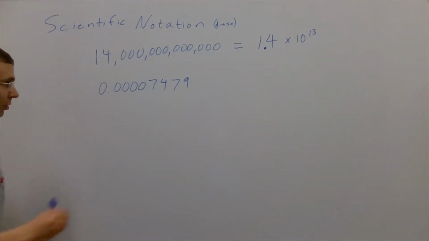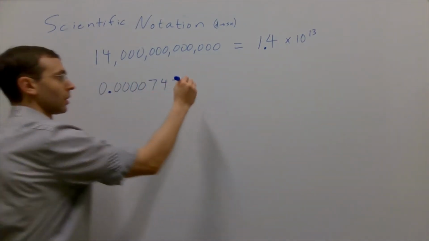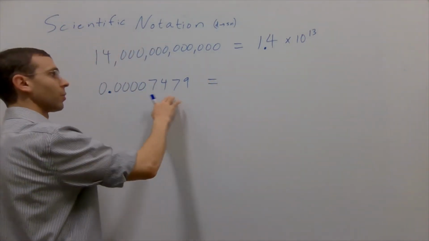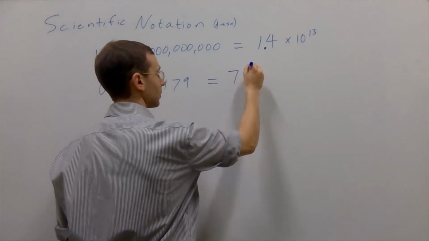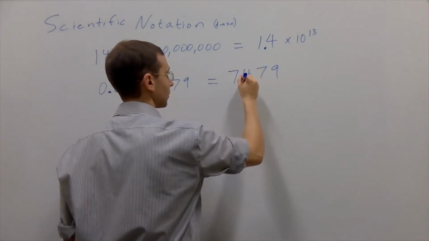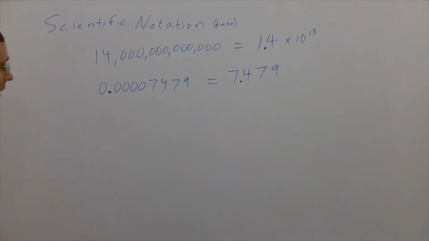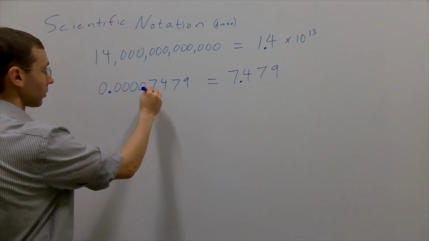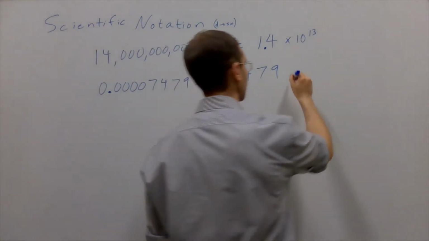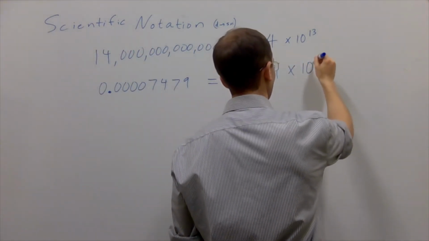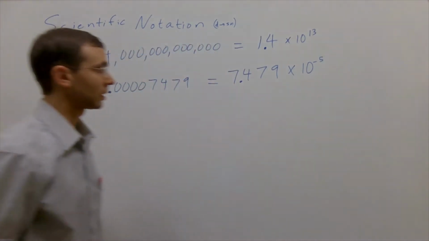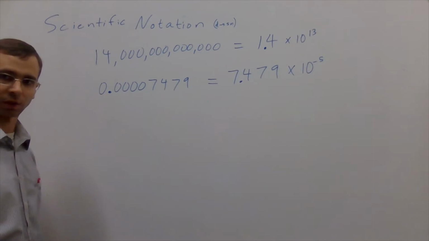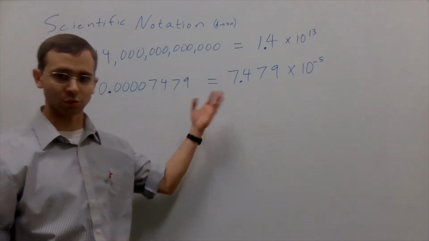Say I've got this very small number here. Once again, I will take my significant figures, the 7, 4, 7, 9. It's a decimal point. And to get it there, I had to move 1, 2, 3, 4, 5 spaces. And the negative represents that I'd have to go back this way to get it back where it was. Again, that equals, it better be true both ways.